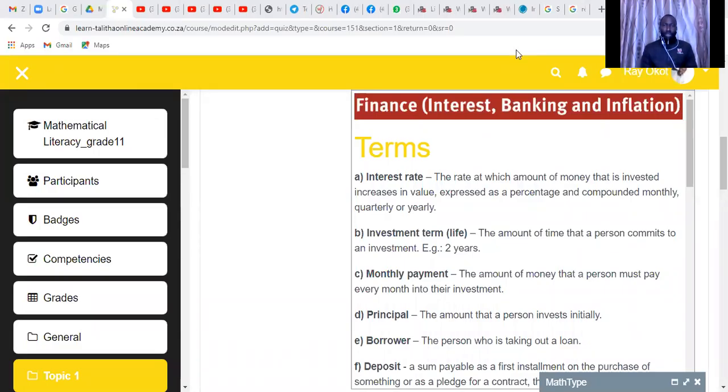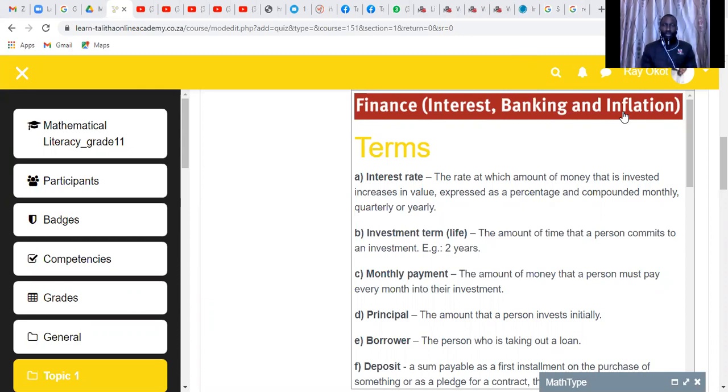Now we start our discussion of today on the topic of finance, which we will later also break down into subsections of interest, banking, and inflation. So this is a new topic for this new lesson.